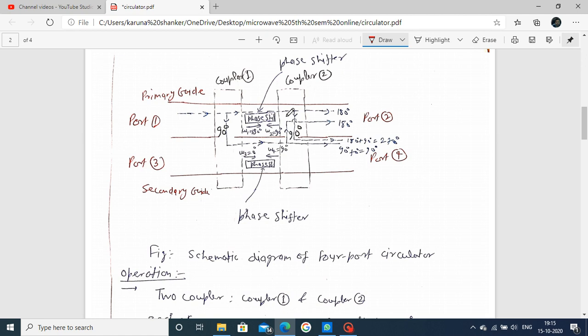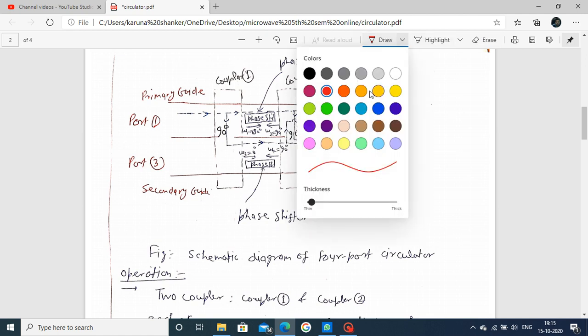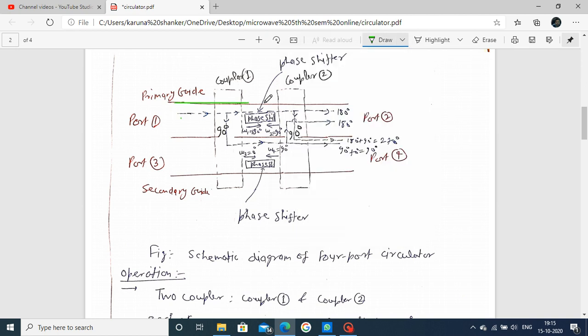To see the schematic diagram of the 4-port circulator, it is designed with this primary waveguide. Now next one, this is your secondary waveguide. Now next one is your primary waveguide.